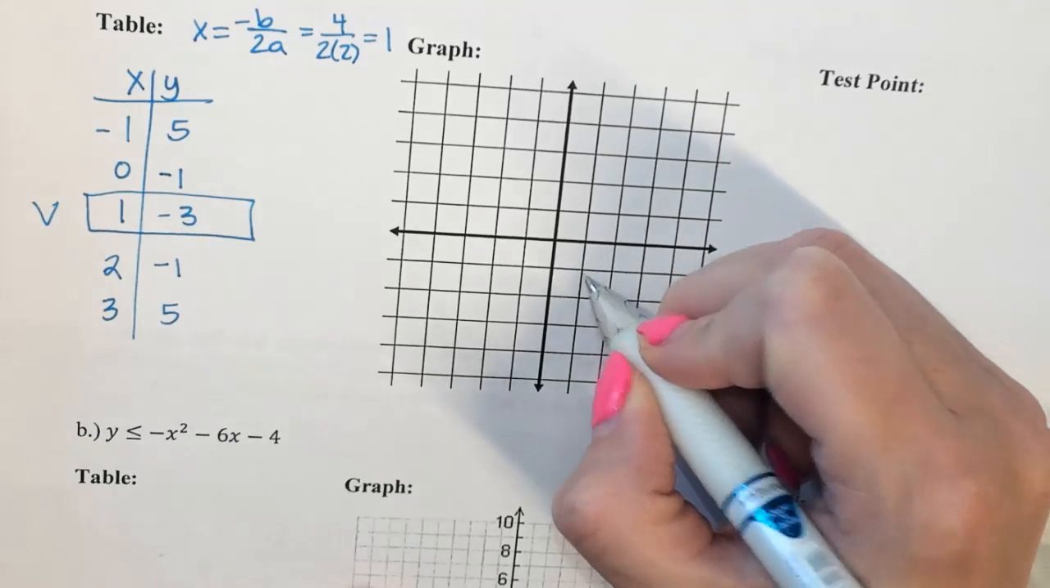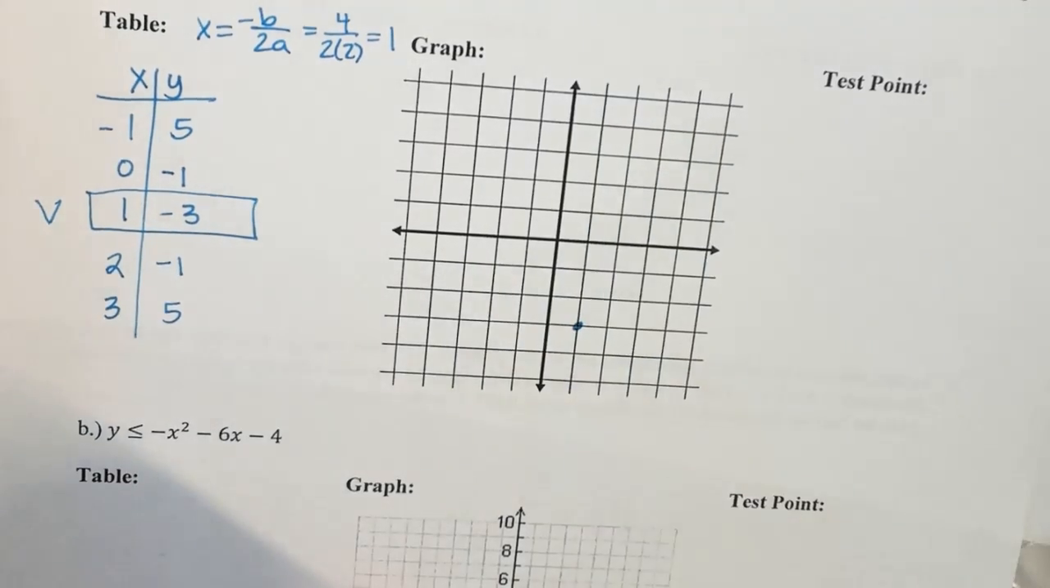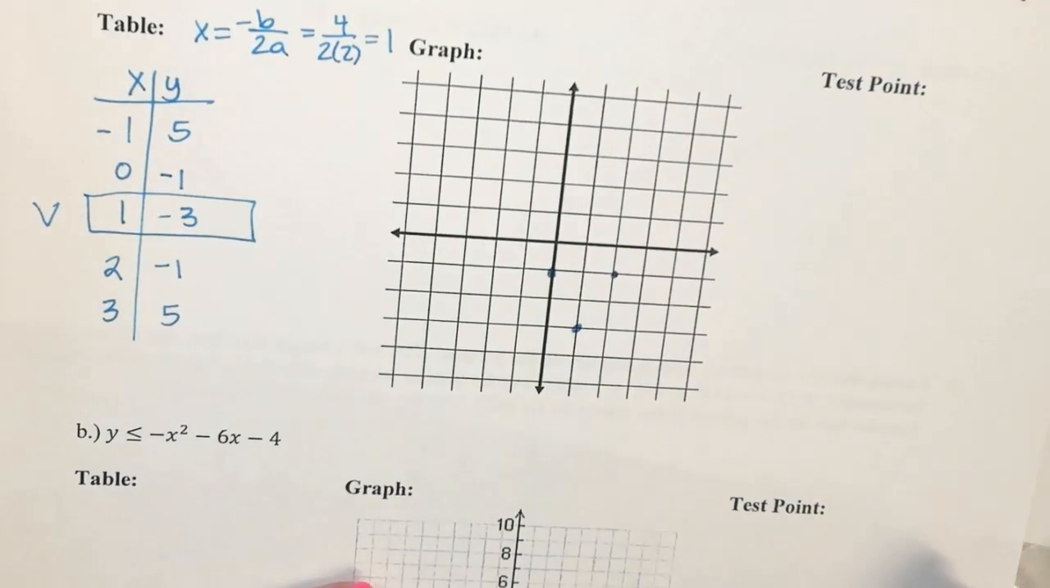So at 1, I'm at negative 3. Okay, at 2, I'm at negative 1. At 0, I'm at negative 1. And at 3, I'm at 5.